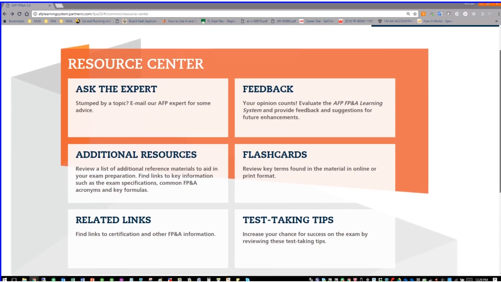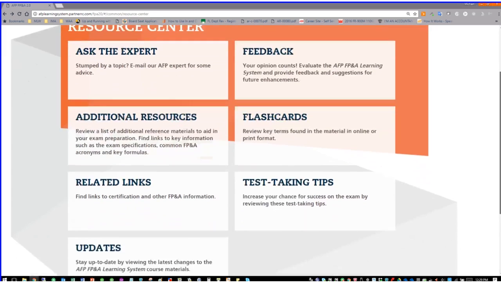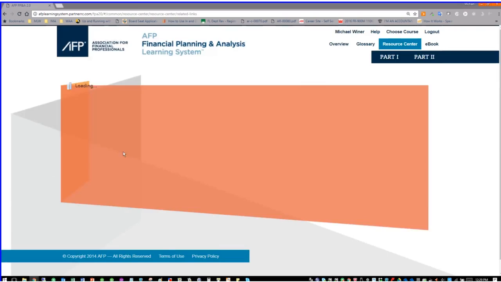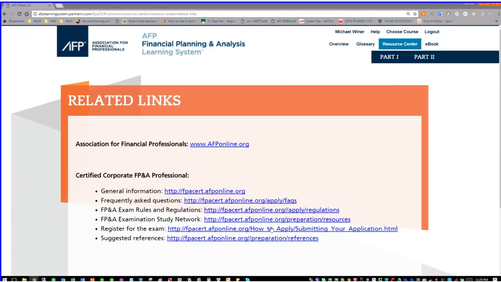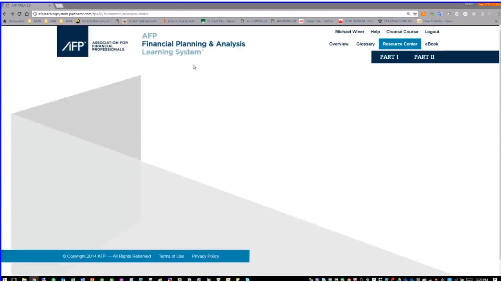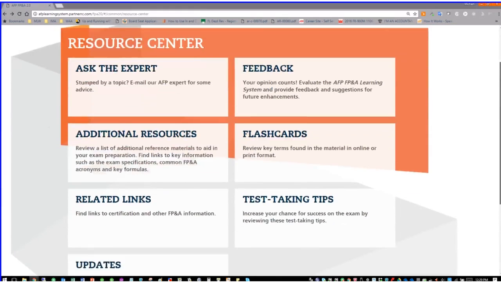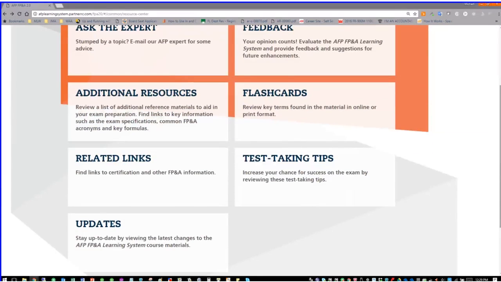Okay, so that was additional resources. There are some test taking tips. We're going to talk about some of them next. Also related links. These are basically to the AFP website, the FP&A subset of AFP's website. We're going to cover many of your questions, but they will generally be answered online. Test taking tips.